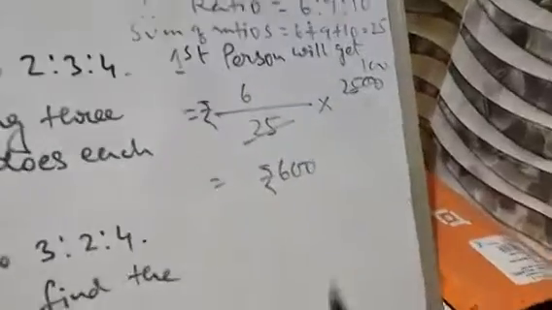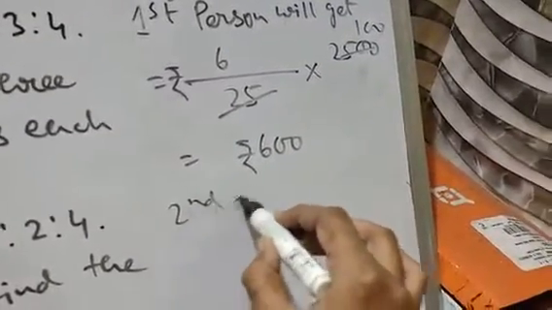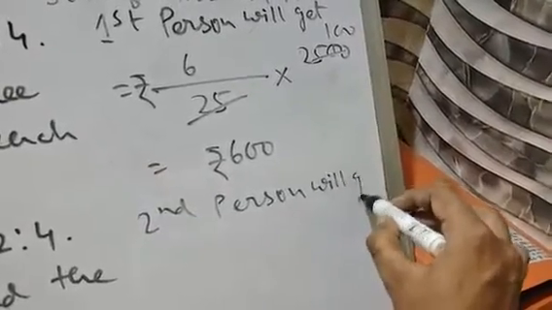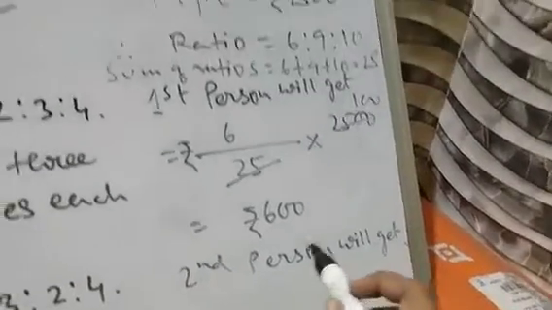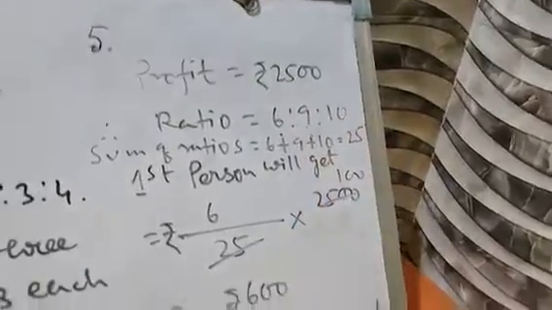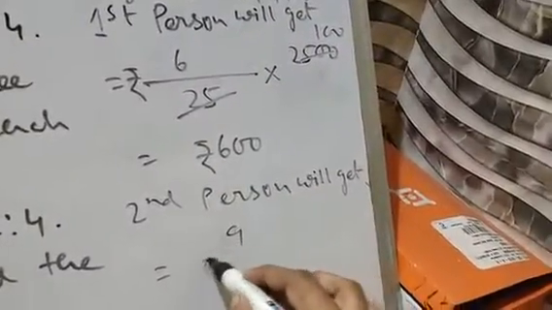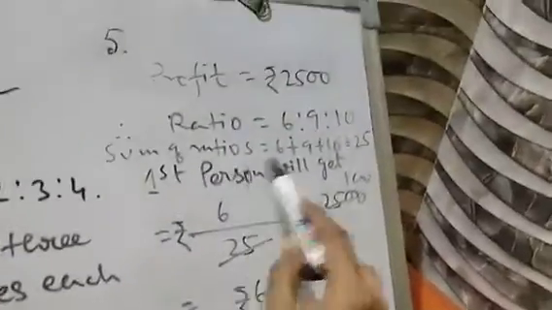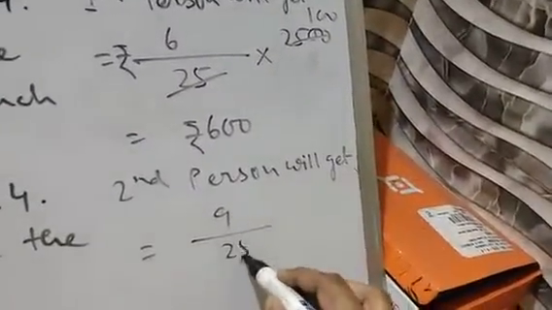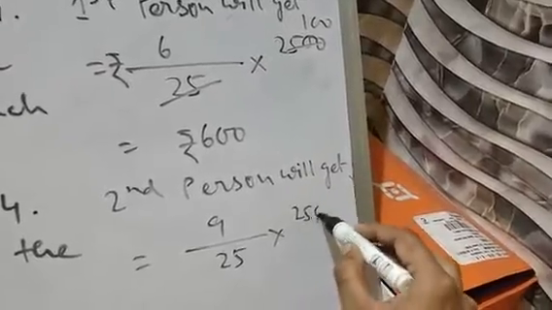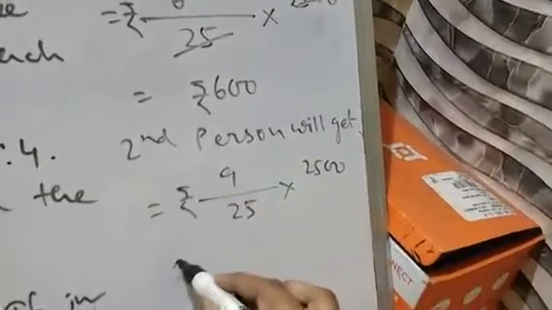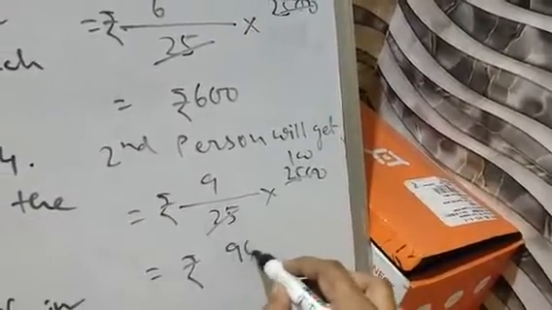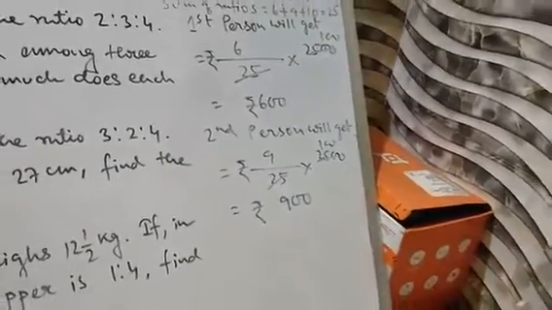In the same way, the second person will get 9 rupees, therefore 9 will be your numerator, and divided by the sum of the ratios, 25, into 2500 rupees, therefore 900 rupees, the second person will get 900 rupees.